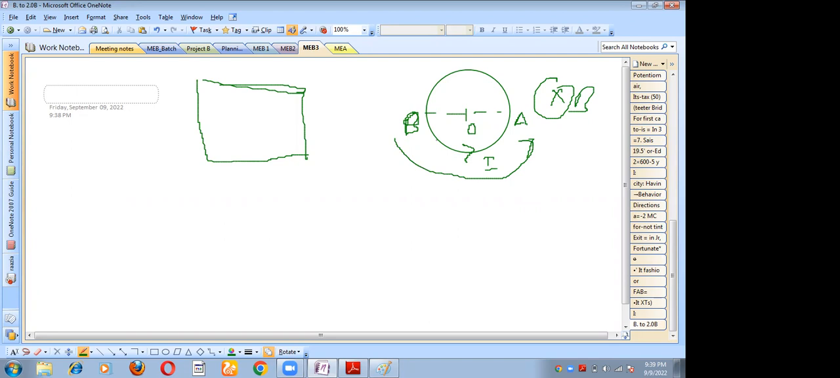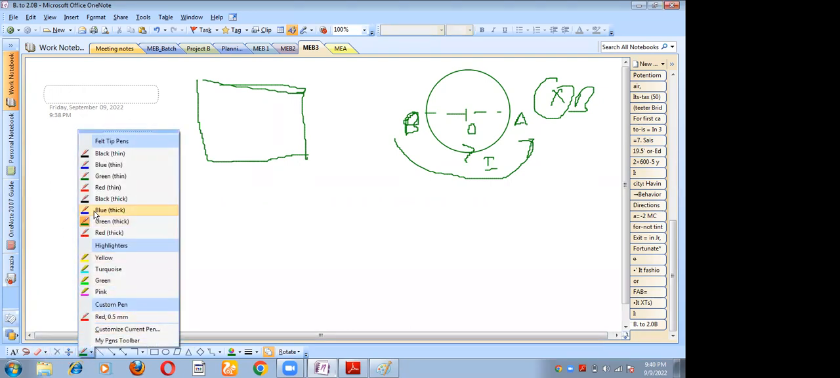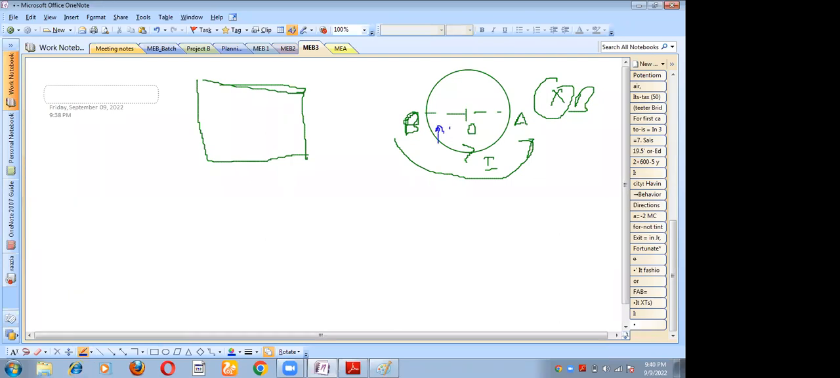We are finding the force IL cross B. If you find it by the right hand rule, IL is towards the right and the magnetic field is going inward. So in that case, the force on wire BA, the force on each segment, will act along this direction. Similarly, here the current is flowing like this, and the magnetic field is in the inward direction, so the force will be like this. So if you see here, the net force on the loop will be zero.